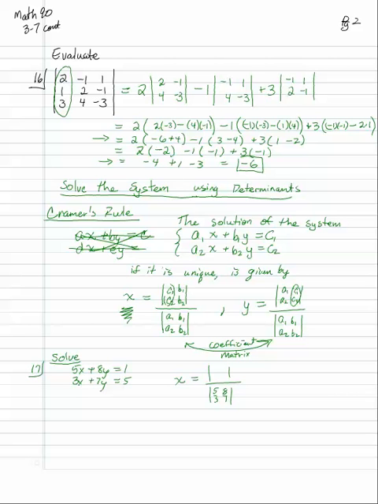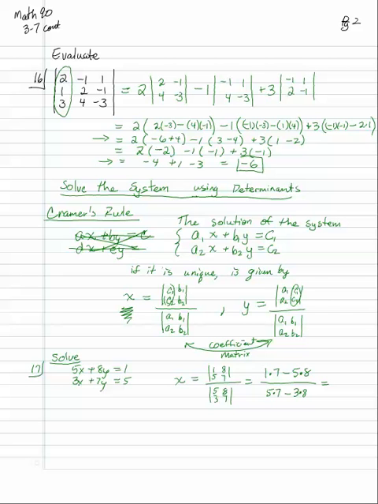The top row, I'm going to take the x column out, and I'm going to replace it with the c's, 1, 5. But the y's stay the same. Now I calculate that, so that's going to be 1 times 7 minus 5 times 8 over, and then do the bottom, 5 times 7 minus 3 times 8.